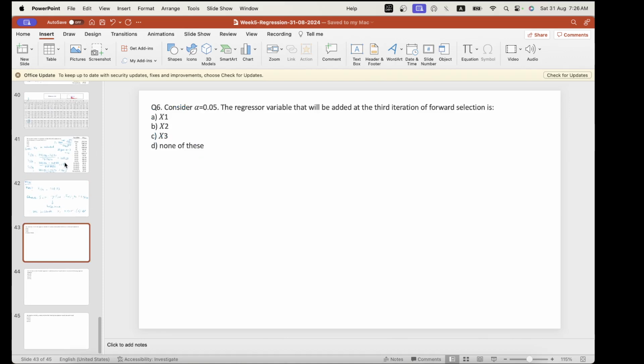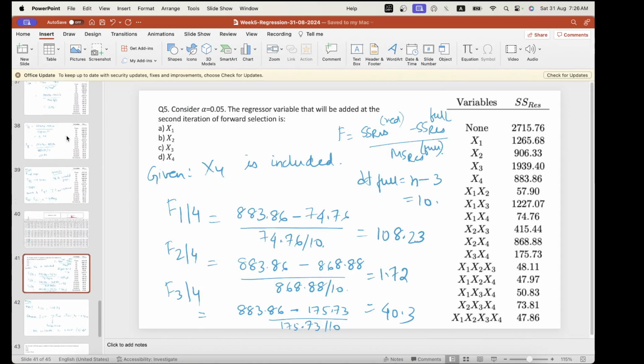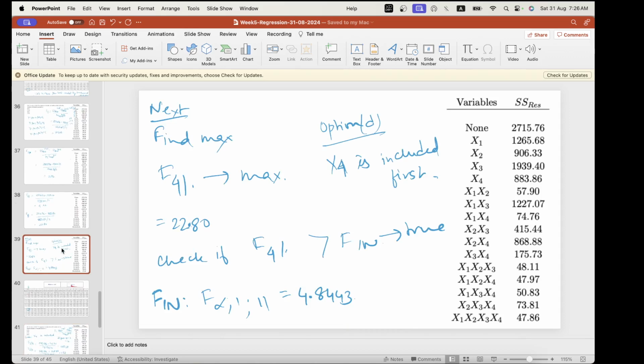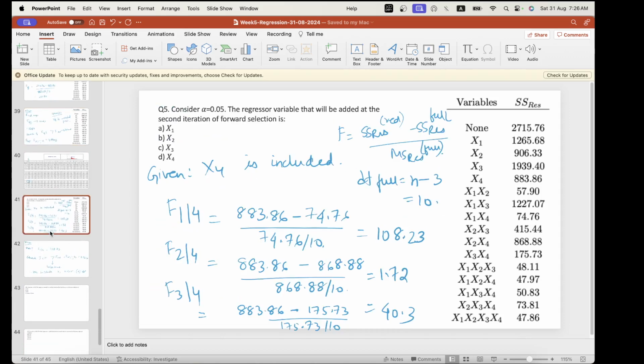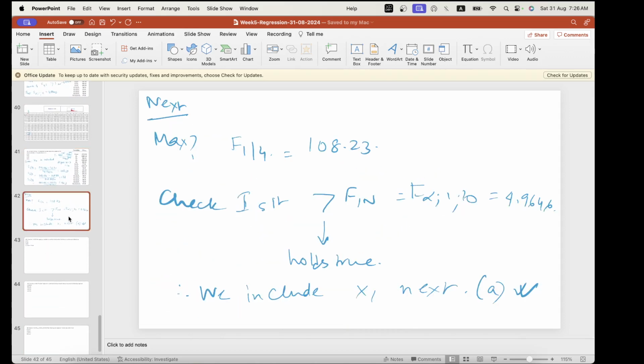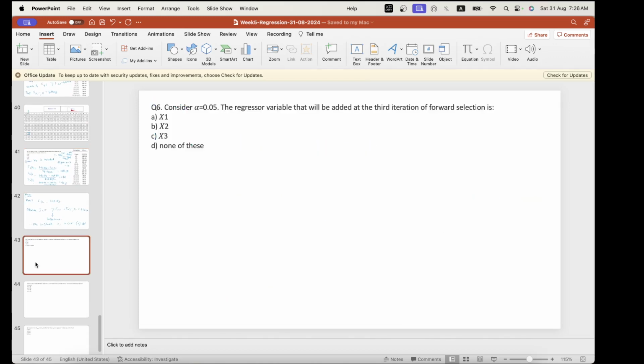Now what do we have in the first iteration? What did we add? We added x4. In the second iteration we added x1. Okay, so now what we have to note? We have to note x1 and x4 are already added. Now we have to find out which variable would be added at the third iteration, x2 or x3.